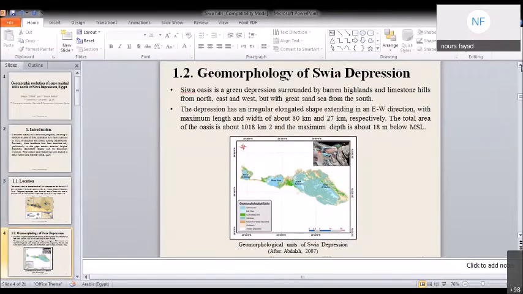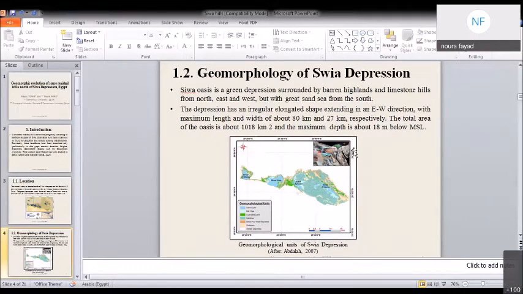Geomorphology of Siwa Depression. Siwa Oasis is a green depression surrounded by barren highlands and limestone hills from the north, east, and west, but with a great sand sea from the south. The depression has a regular elongated shape extending in an east-west direction with a maximum length and width of about 80 kilometers and 27 kilometers respectively. The total area of the oasis is about 1,018 square kilometers and the maximum depth is about 18 meters below mean sea level.